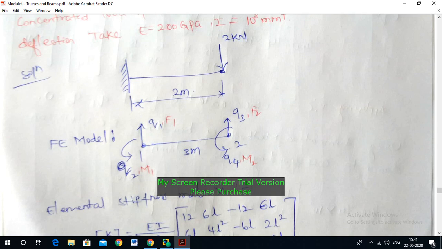And because of rotation, M2 is the moment at node 2, and F2 is the force acting at node 2 in the negative y direction, it is downward. Because of that reason F2 is equal to minus 2 kilonewton. That is very important.